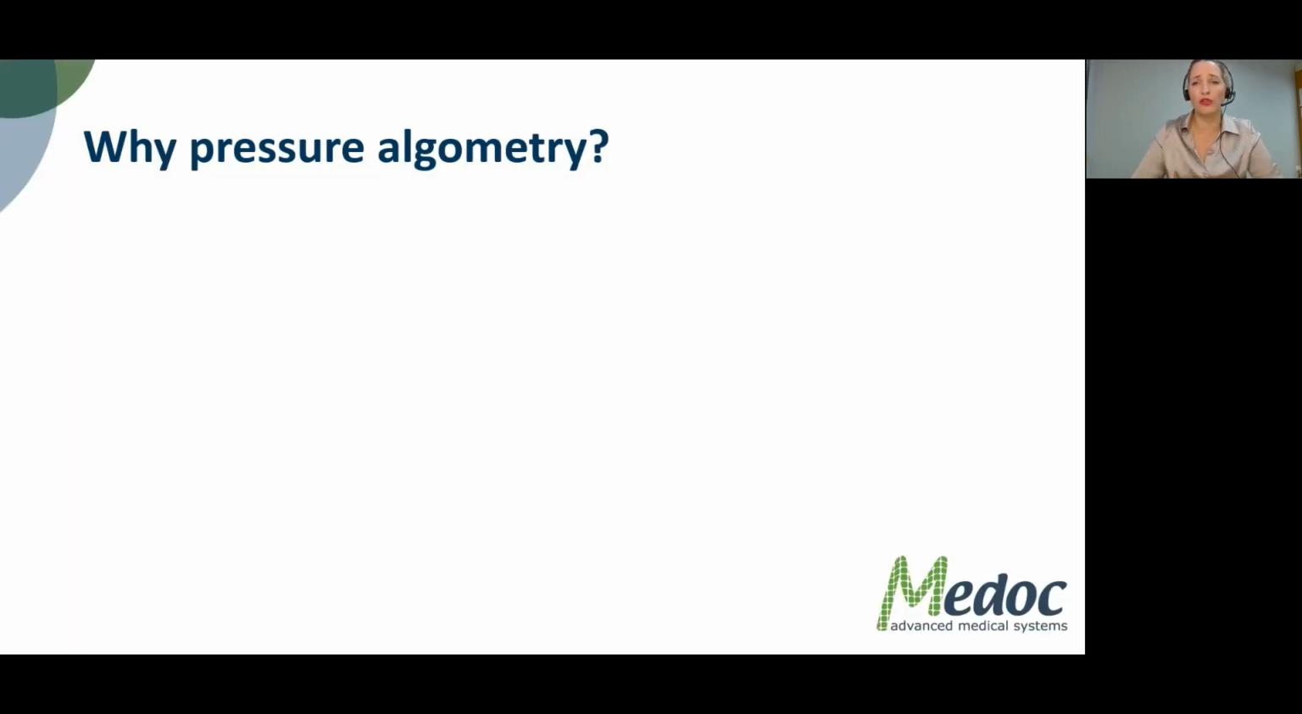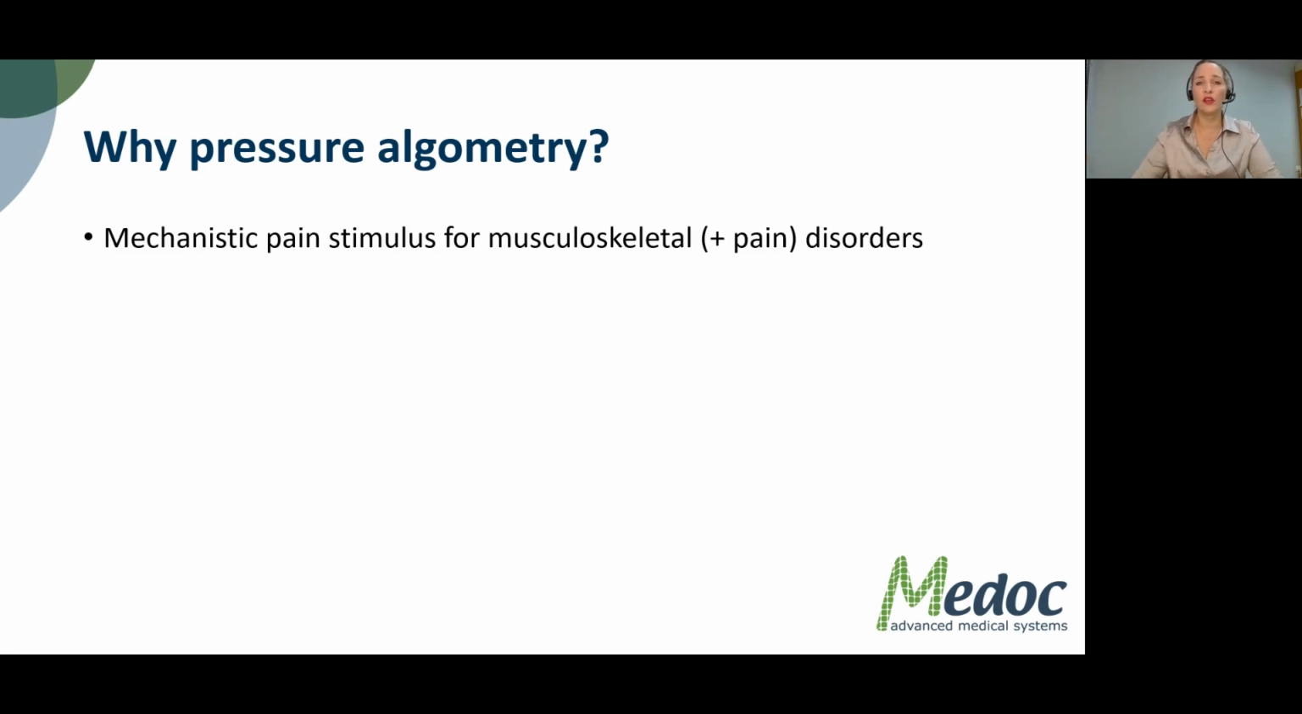And why should pressure algometry be used? First of all, because this is a good mechanistic pain stimulus specifically for patients with musculoskeletal pain. So if we are talking about juvenile idiopathic arthritis or osteoarthritis or neck pain or low back pain or fibromyalgia or even sickle cell disease, where the pain is perceived in the muscle tissue, we want to have a stimulus that is perceived as close as possible to the pain that these patients are feeling. So this is one aspect.